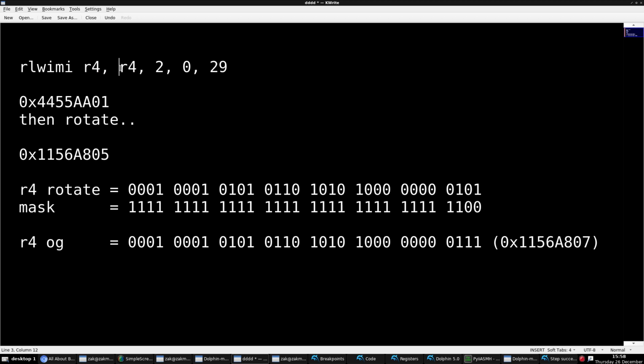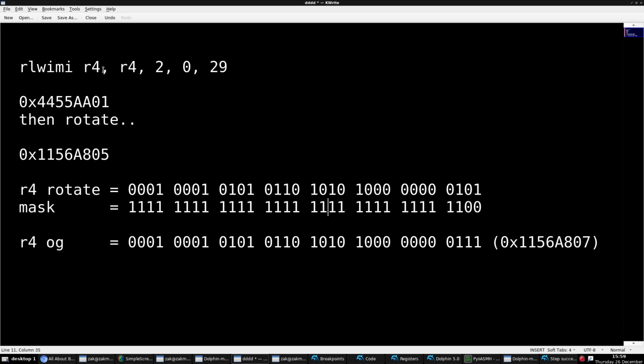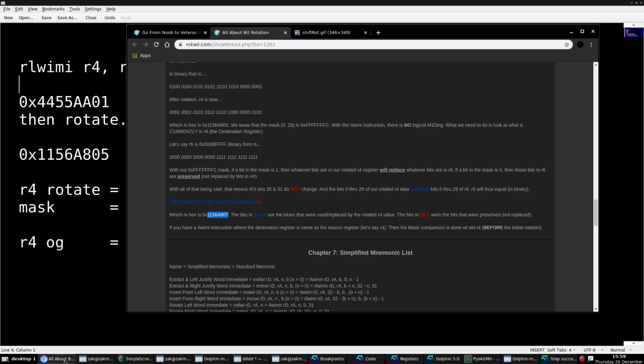The point is, if the source register is the same as the destination register, you got this value, just keep it at the bottom like this. Do your rotation of R4. So R4's original value gets put to a temporary value after rotation. You take R4's temporary rotated value with the mask, and then you do the mask comparison for whether or not you replace the bits with R4's original value. If that makes sense? So that's how you would do it if the source register is the same as the destination register for a rotate leftward immediate then mask insert.